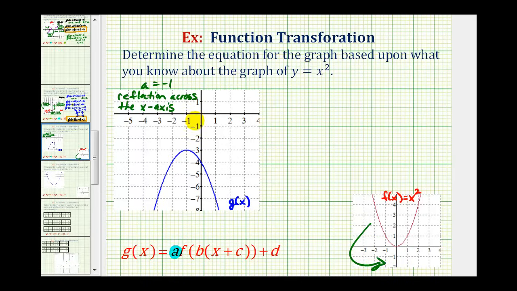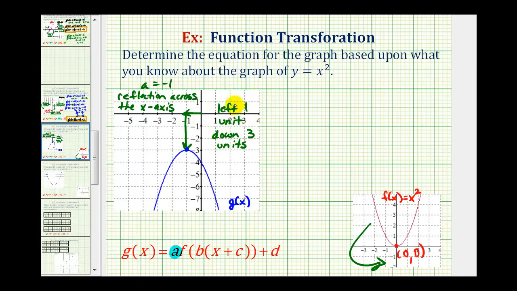In addition to the reflection, notice how the vertex has changed as well. The vertex here is at the origin, but the vertex of the blue parabola is at the point (-1, -3), which means the graph has also been shifted left 1 unit and down 3 units. So again, left 1 unit and down 3 units.